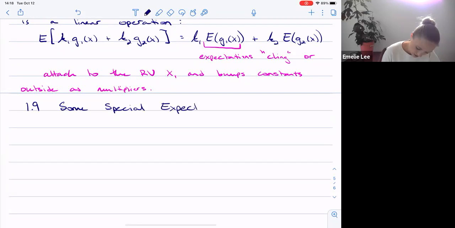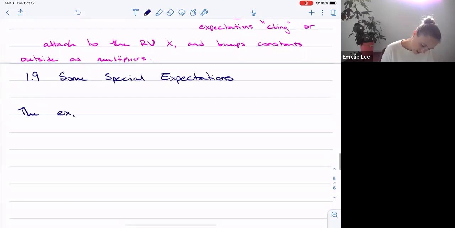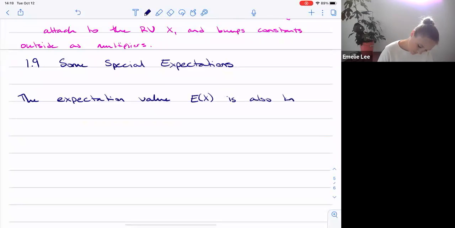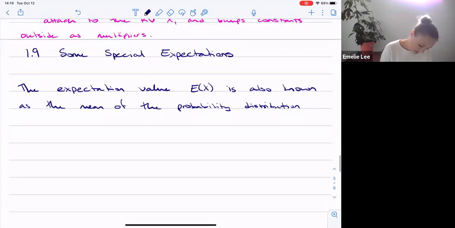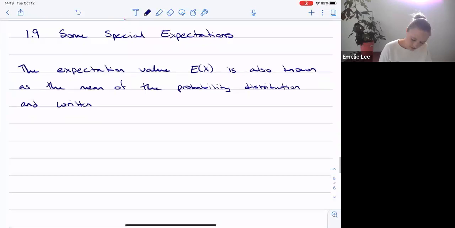Some special expectations. Okay. So the expected value of X is just, typically we know it as the mean of X. The expectation value E of X is also known as the mean of the probability distribution, and written as mu subscript X equals E of X.